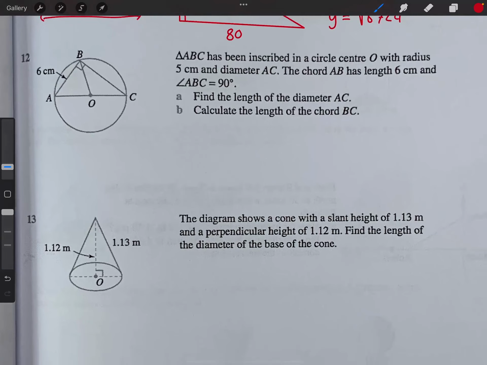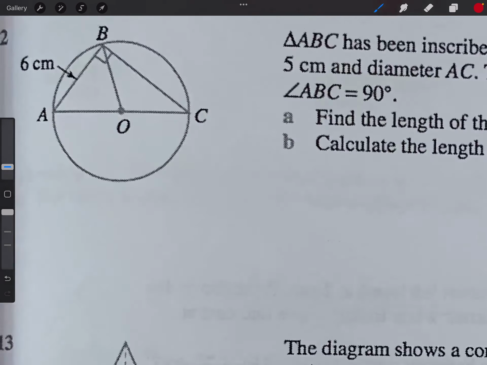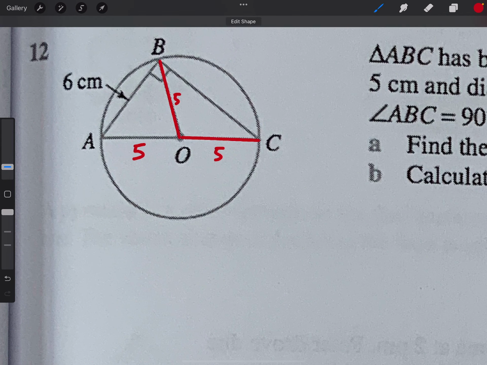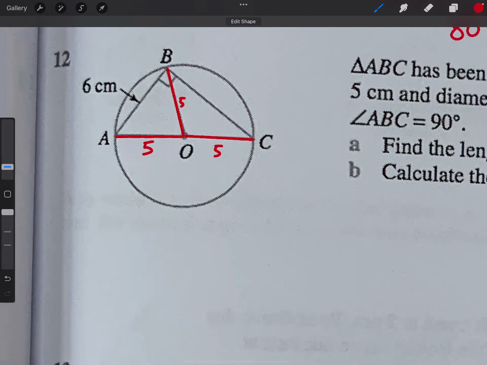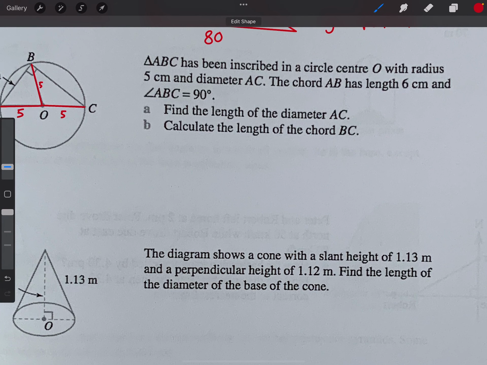Question 12. Let me see. Find the length of the diameter AC. Triangle ABC has been inscribed in a circle with center O with a radius of 5. That means the radius is 5. These are all the radii. Now it says find the length of the diameter AC. Well, that's just double the radius, which is 10.